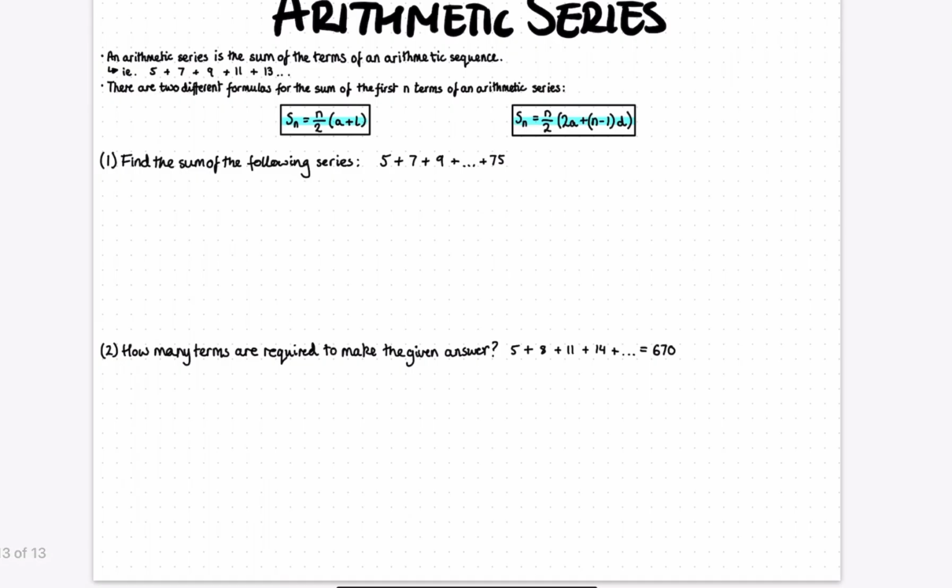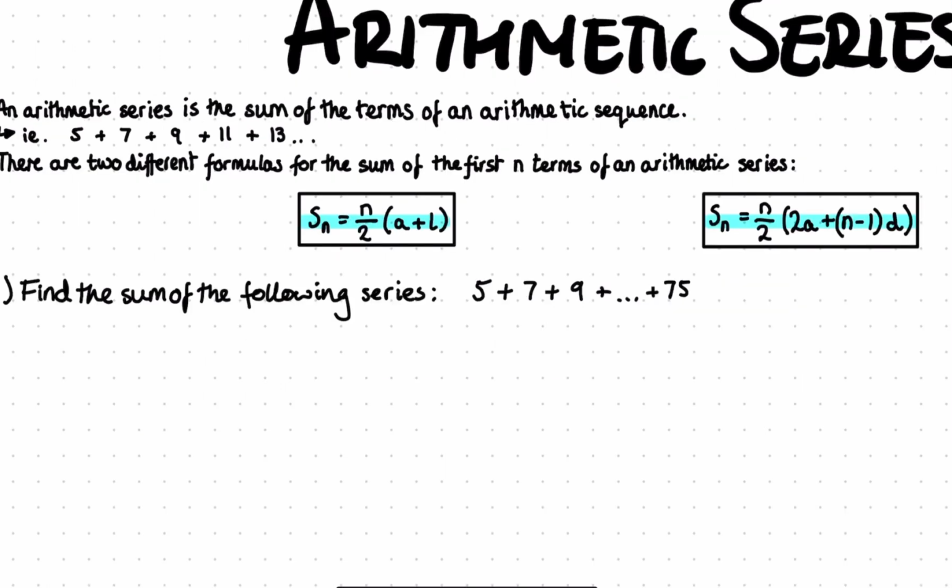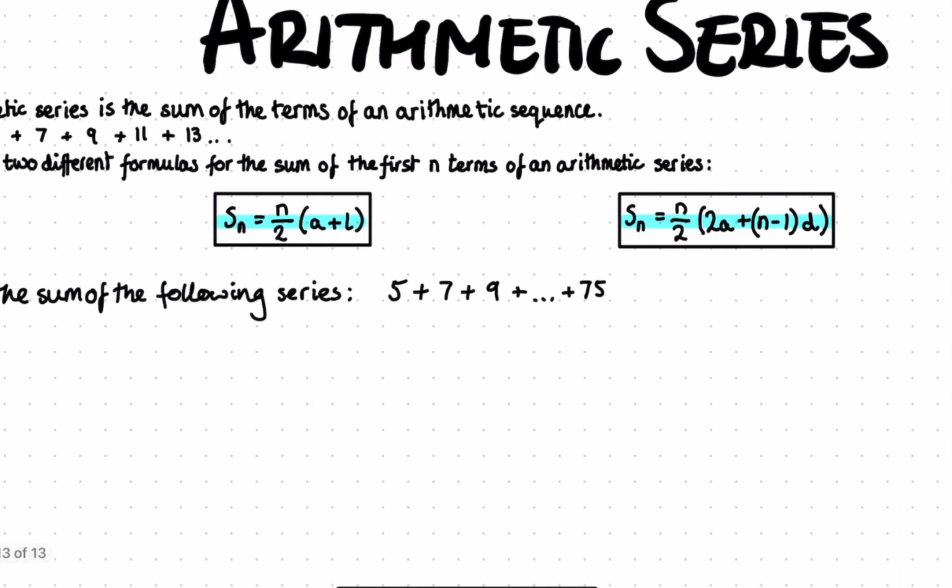We now have some questions on arithmetic series. So an arithmetic series is the sum of the terms of an arithmetic sequence. So we've got the sequence that we had before, 5, 7, 9, 11, 13, but instead of just having the numbers, we're adding them together each time. And there are two different formulas for the sum of the first n terms of an arithmetic series, which I have both written down here.